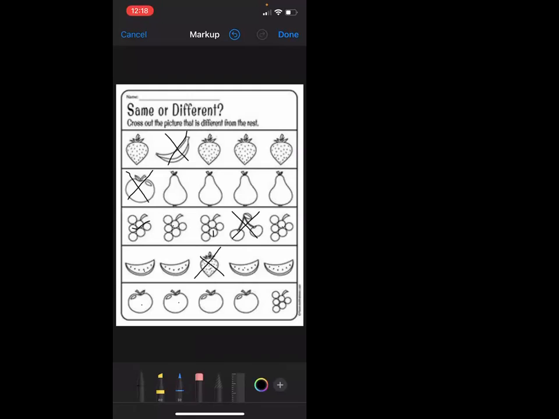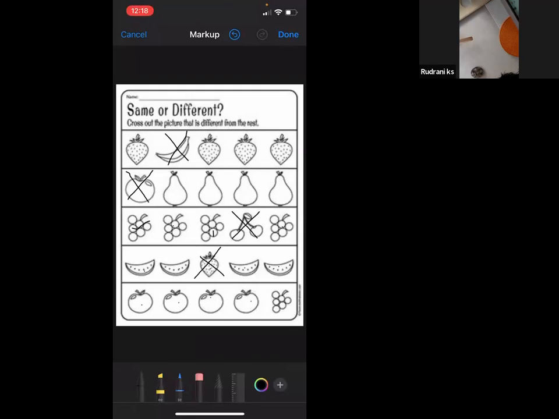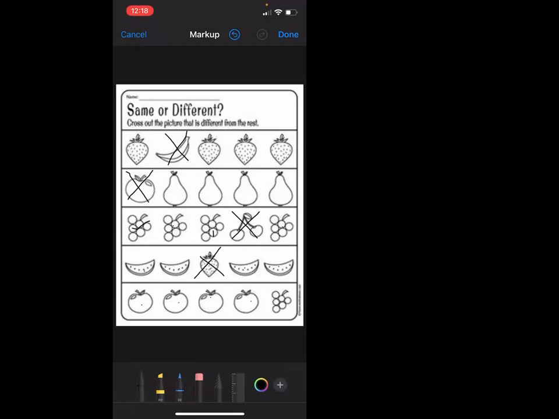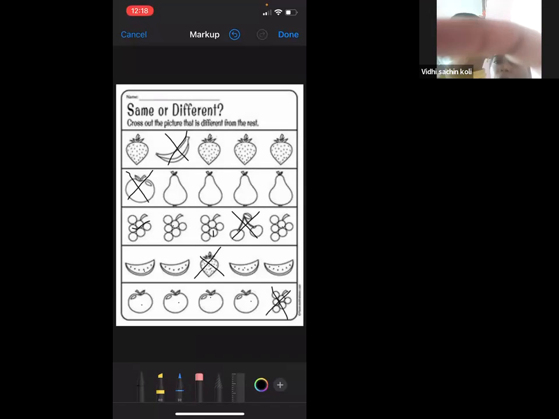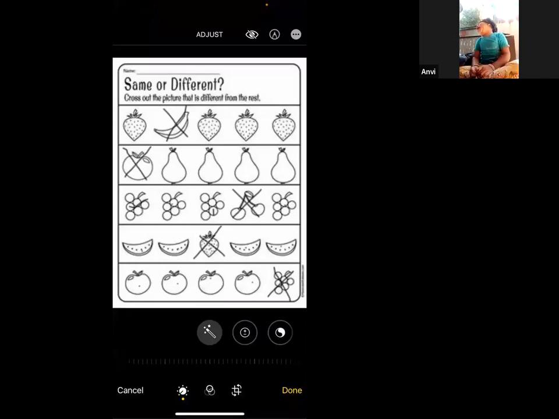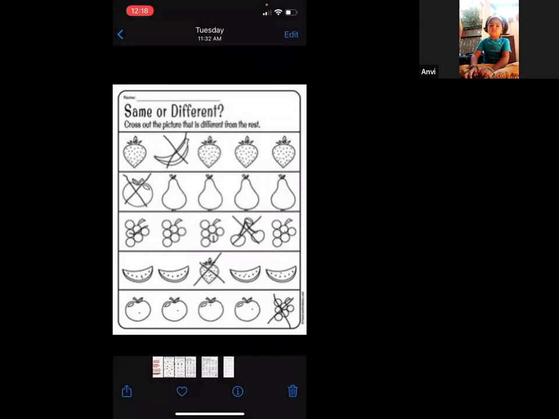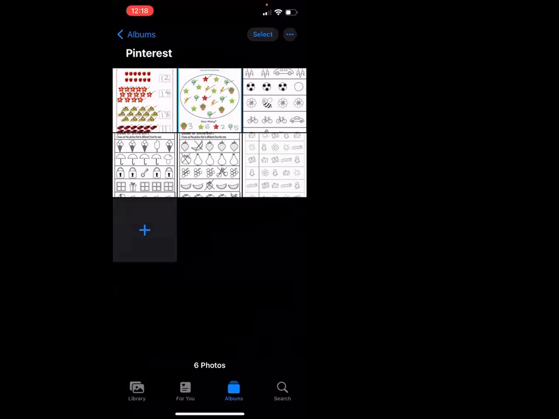Apple, apple, apple, apple, and grapes. So what is different? Grapes. So put a cross on grapes. Yes, have you understood? Okay, one more we will do.